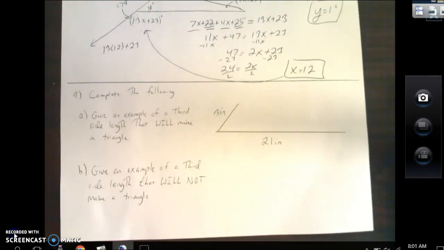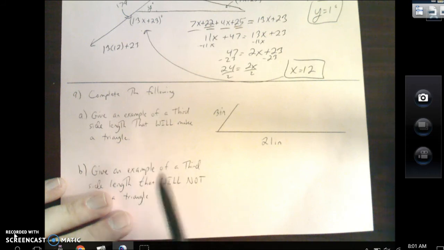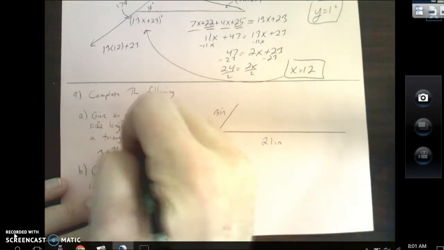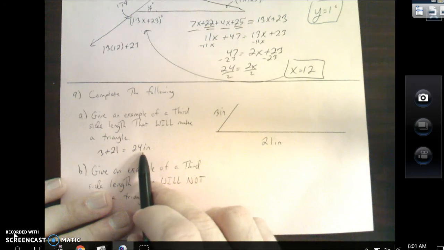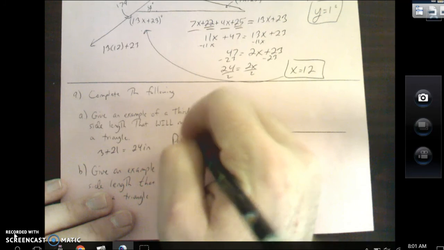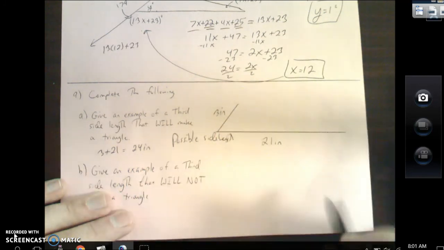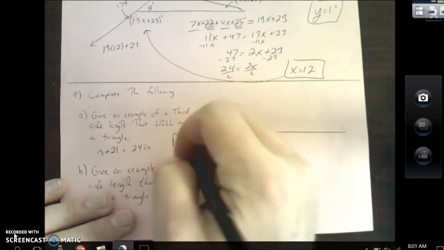Alright guys, last question. Complete the following. Give an example of a third side length that will make a triangle. Okay, so if I add these together, 3 plus 21, which gives me 24 inches. This third side length has to be less than that. Okay, so a possible side length, right, could be 23 inches.